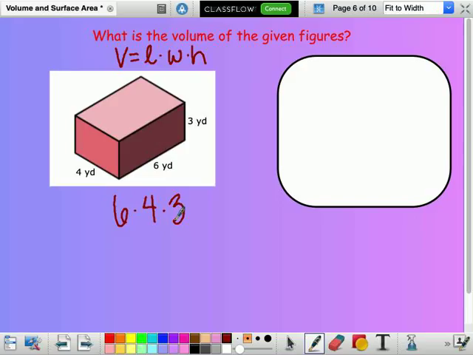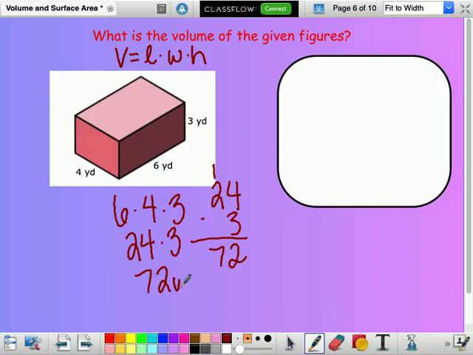6 times 4 is 24. 24 times 3... I think I know what it is. 3 times 4, 3 times 2, yeah. All right, it's 72. So this is yards squared. I want you to go ahead and make an attempt on the next one, and then check your answer with mine. So pause here and do that.